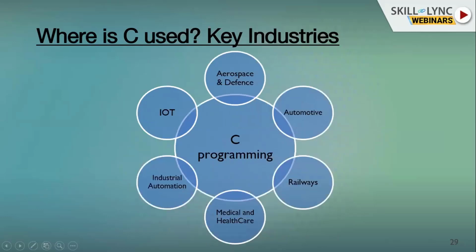Now we talk about key industries. These industries are aerospace and defense, automotive, railway, medical and healthcare, industrial automation, and IoT. These are very safety critical applications, so they are mostly developed in C programming only. These are the key industries. There are other industries also, but there C programming is not used very much.